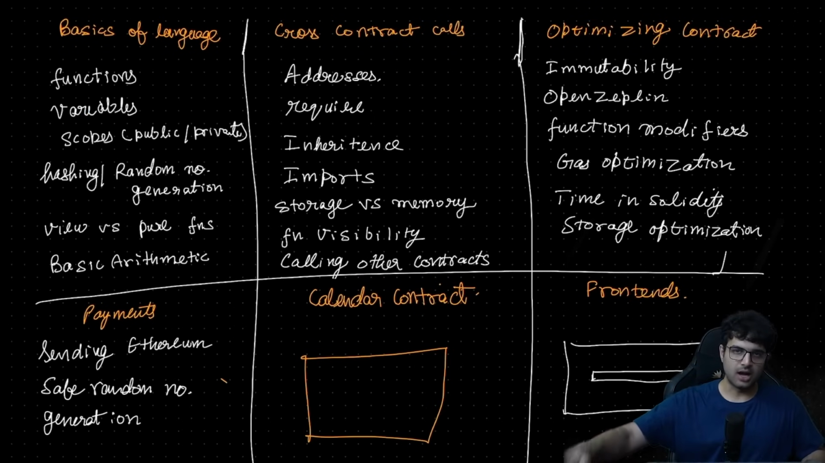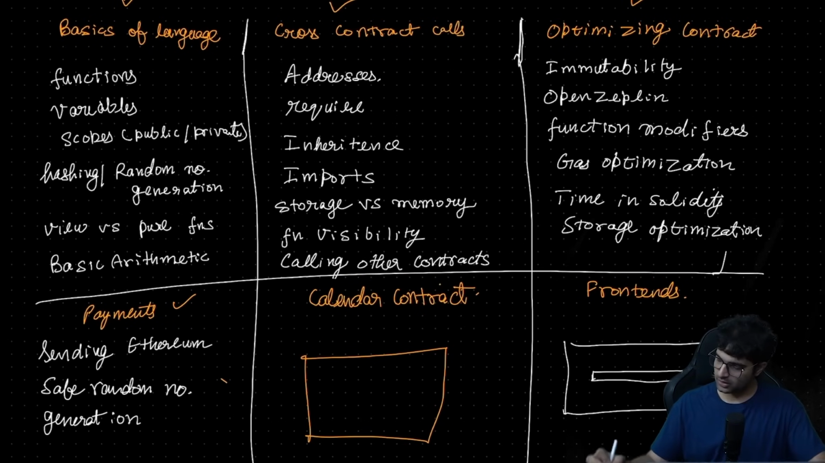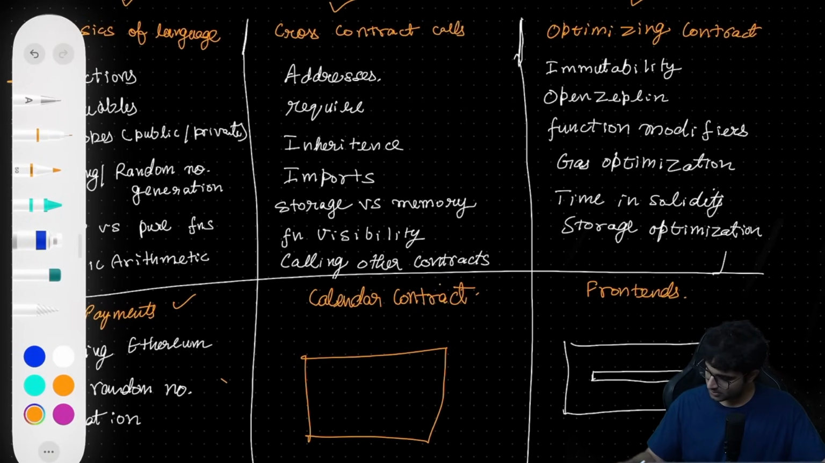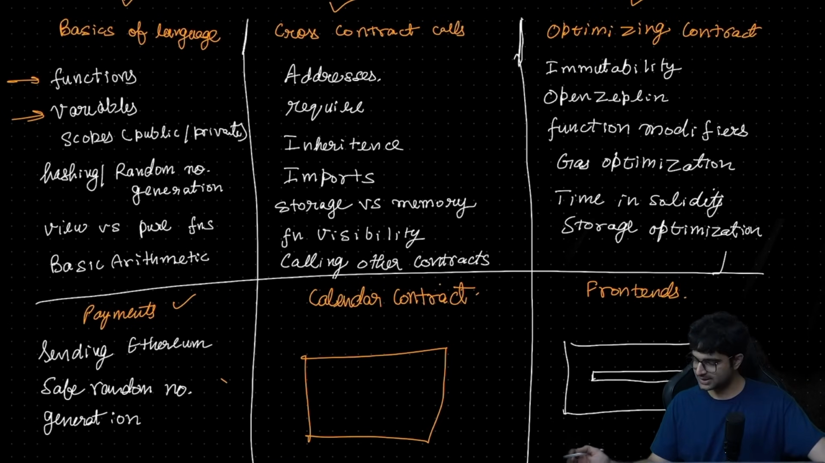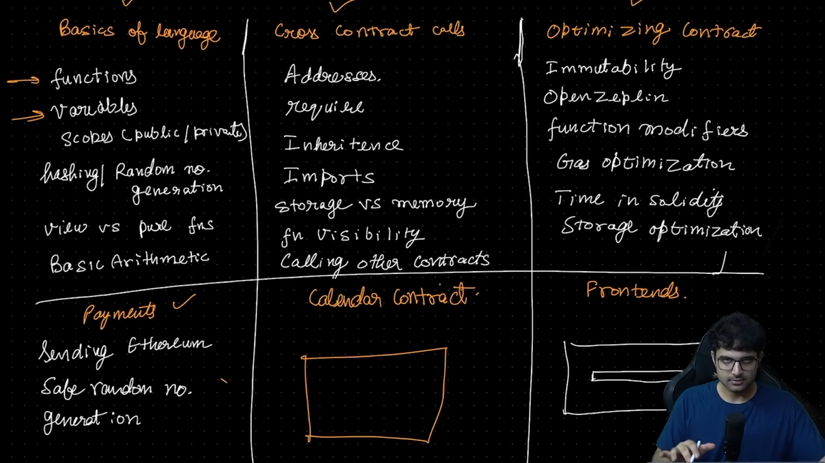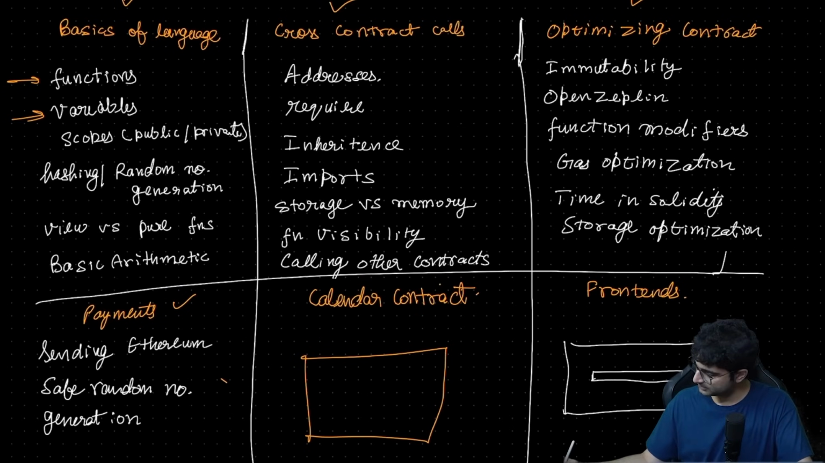For the next hour or so, we are going to first go through 4 modules: 1, 2, 3, 4. In the first module, we're going to understand the very basic syntax of Solidity. How can you write a contract? How can you write functions? How can you write variables? What are scopes, public, private? If you're from a Java background, you already know this, or even C++. How to do hashing or random number generation in Solidity. Once you've done that, what is a view, what is a pure function, and basic arithmetic, like plus, minus, modulus, things like these.